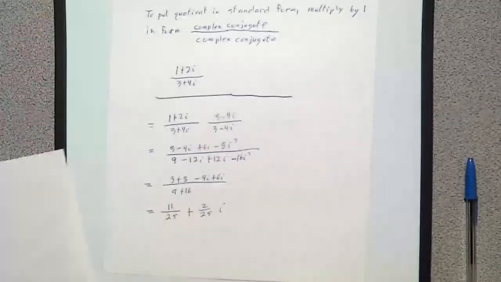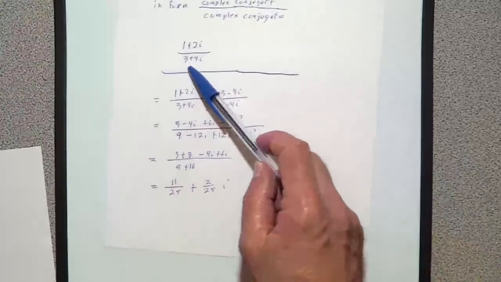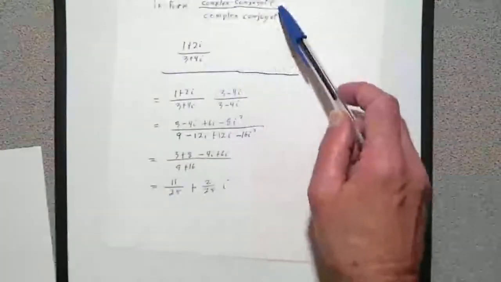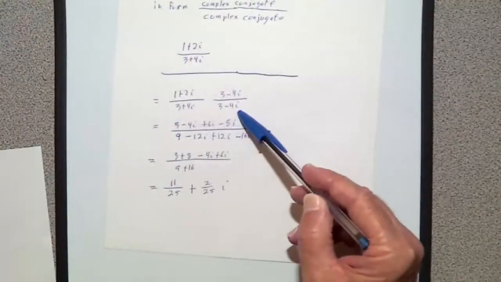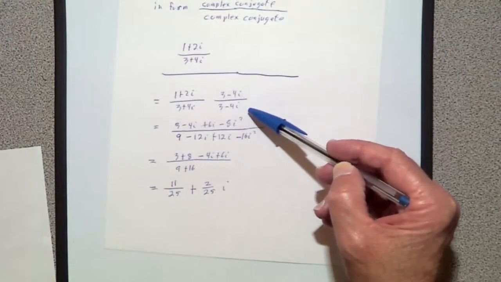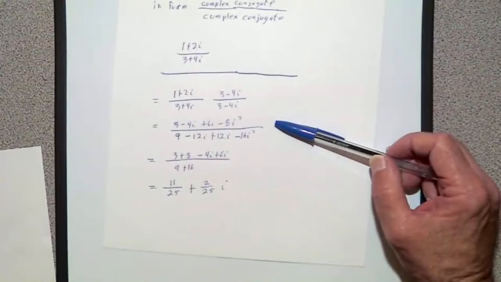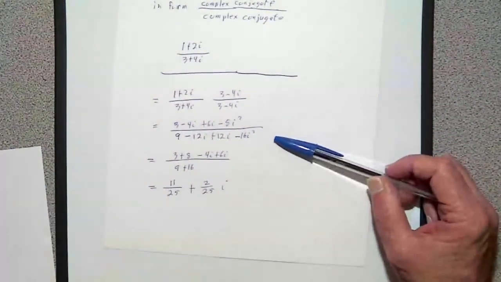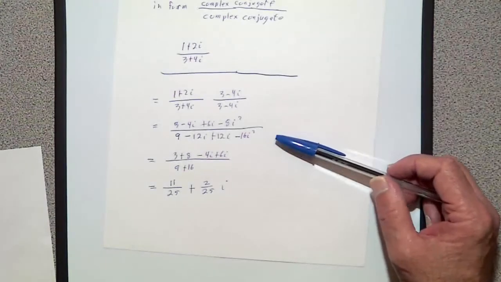Well, you multiply through by the complex conjugate of the denominator. I should have said complex conjugate of the denominator. So that's 3 minus 4i. Multiply by 1 in the form 3 minus 4i over 3 minus 4i. On the top, you get 3 minus 4i plus 6i minus 8i squared. On the bottom, 9 minus 12i plus 12i minus 16i squared.